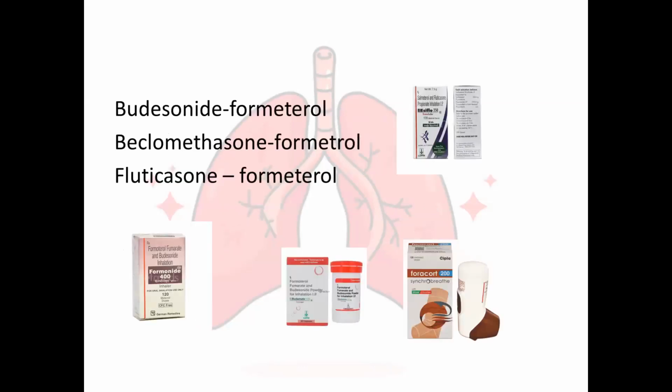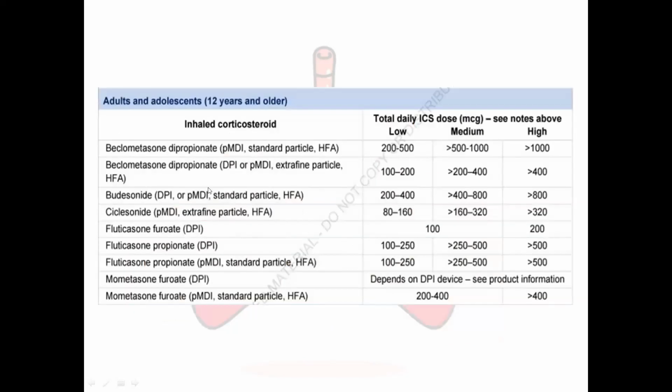We already said that different inhaled corticosteroid combinations are there. The commonly used ones are budesonide-formoterol, beclomethasone-formoterol, fluticasone-formoterol, etc. We have different inhalers available in different formulations like dry powder inhalers, metered dose inhalers, breath actuated devices, etc. Different inhaled corticosteroid options are available, and they come in different doses also, like low dose, medium dose, and high dose. This is very important to understand the stepwise management of asthma recommended by GINA.